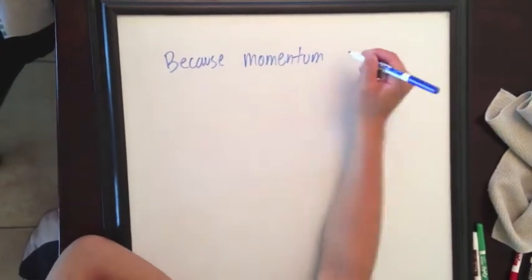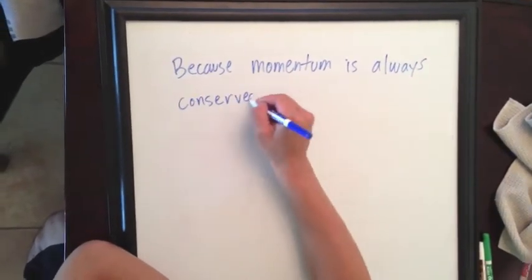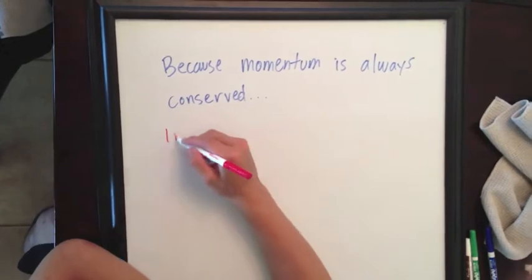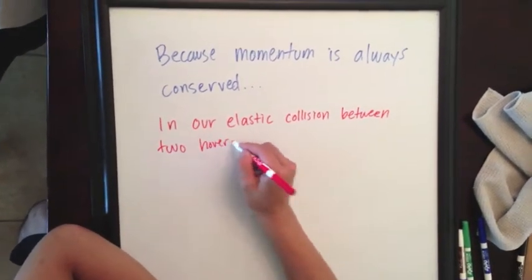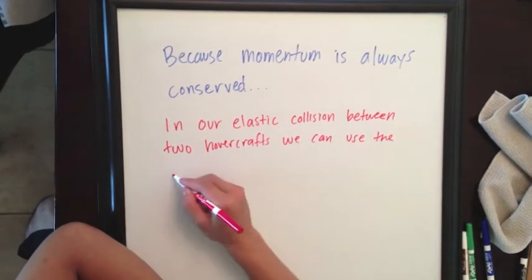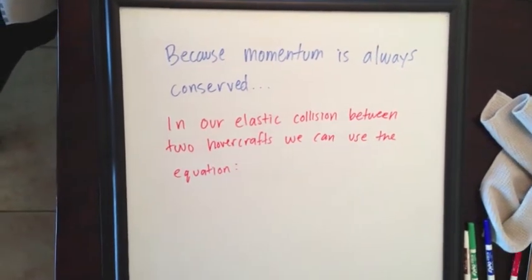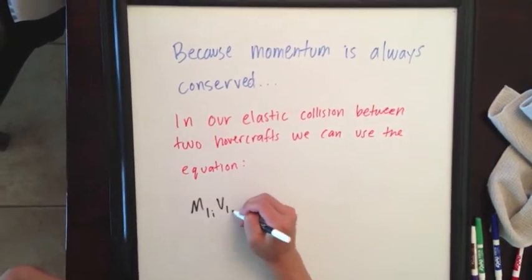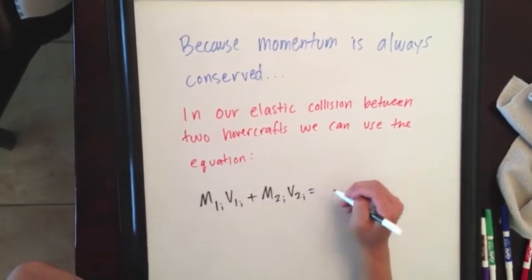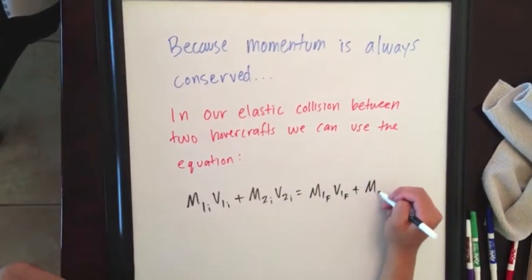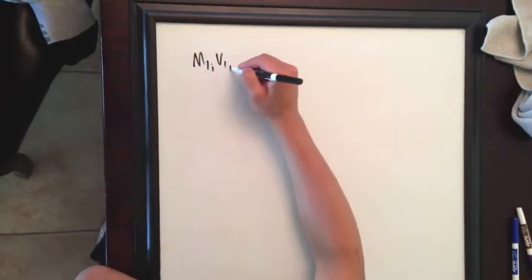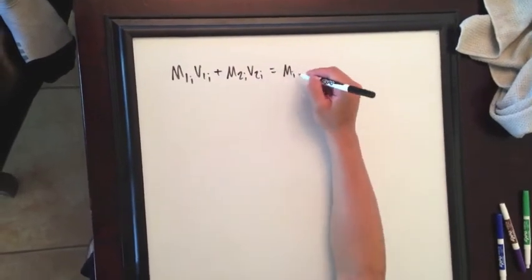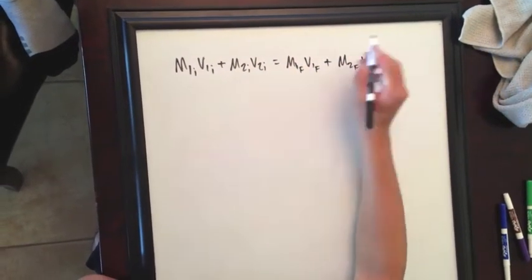We enabled our hovercrafts to achieve elastic collisions using foam pool noodles to surround the edges of the hovercraft to create an elastic effect when it hits something, say, another elastic hovercraft. Because momentum is always conserved and the collision is elastic, we are able to use the equation m1 times v1 initial plus m2 times v2 initial equals m1 times v1 final plus m2 times v2 final.